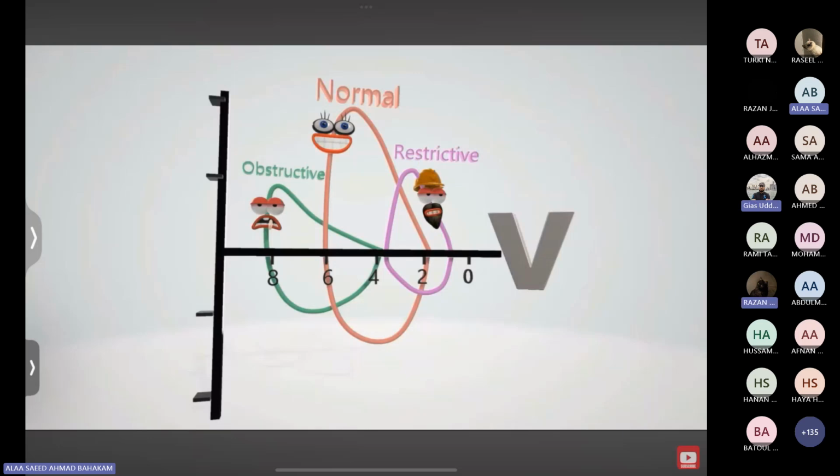Doctor, the total lung capacity, is it the same? No. Lung capacity is not the same. Because in restrictive lung disease, your lung is restricted. Your lung is smaller, restricted, it cannot expand. So your volume is smaller. In obstructive lung disease, the air cannot go out from the lung. So the air is trapped inside the lung. So that's why your lung volume is increased.